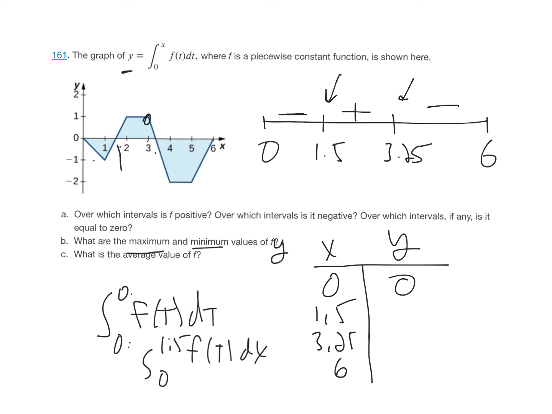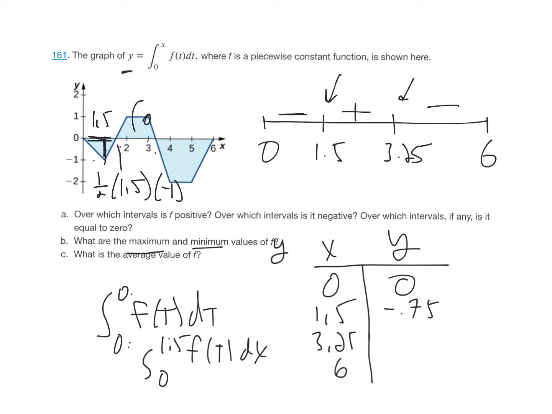And I see a triangle with a base of 1.5, a height of 1, and it's going to be negative, of course. And so 1/2 the base times the height is going to be negative 0.75. Now I'm going to test at 3.25, so I've got that area. Now I got to figure out this area.